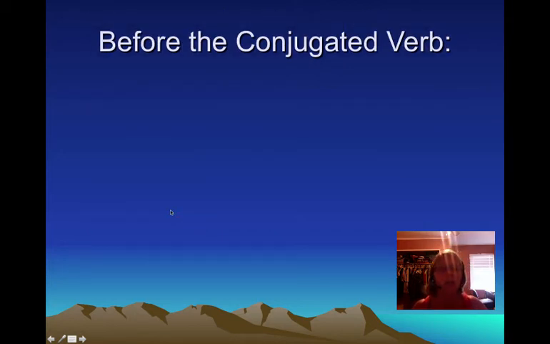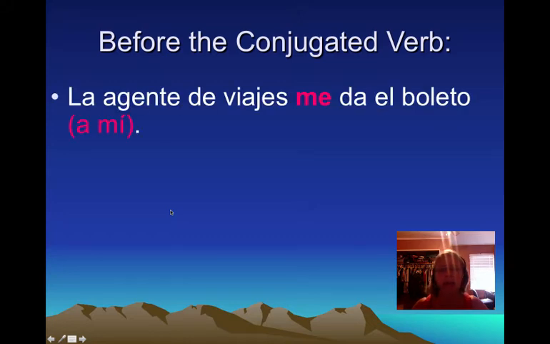So before the conjugated verb, la gente de viajes me da el boleto. And originally the sentence said, la gente de viajes da el boleto a mí. With indirect object pronouns, you're going to see the word, or in this case, la letra a, in front of the indirect object. And that's kind of a dead giveaway. You can leave the indirect object there in the sentence and put in the pronoun for clarification, but if it's clear, you really don't have to unless you just want to emphasize it.